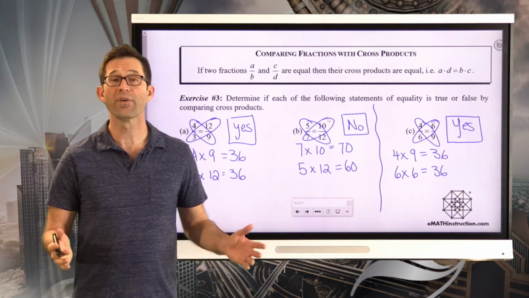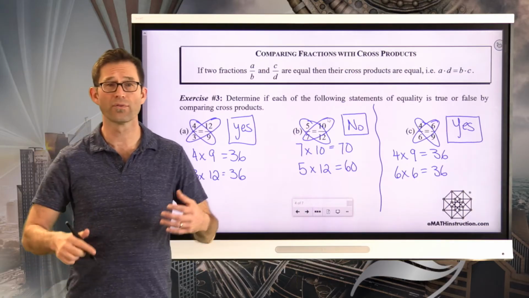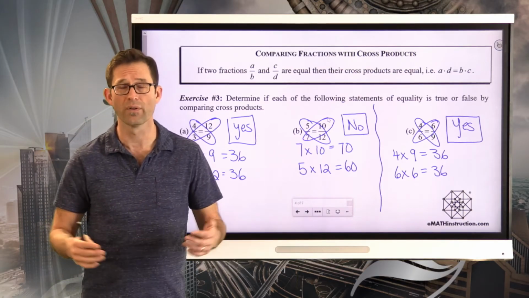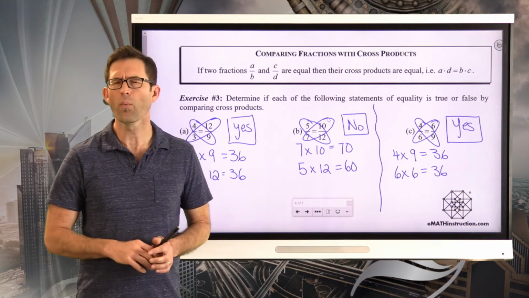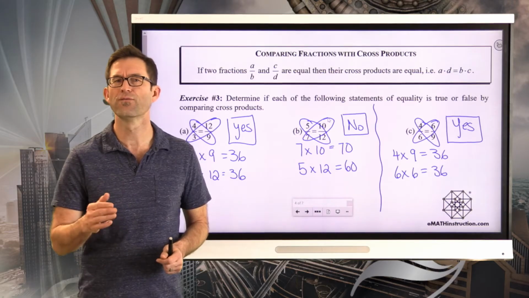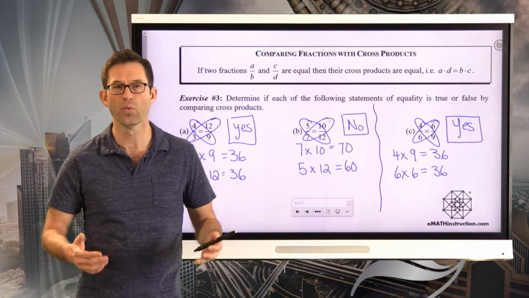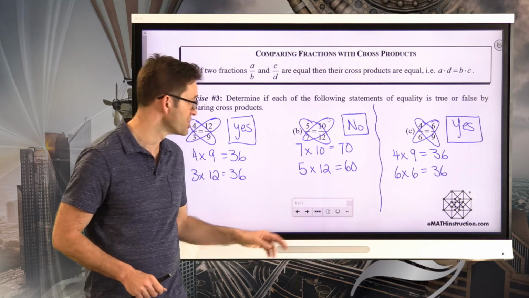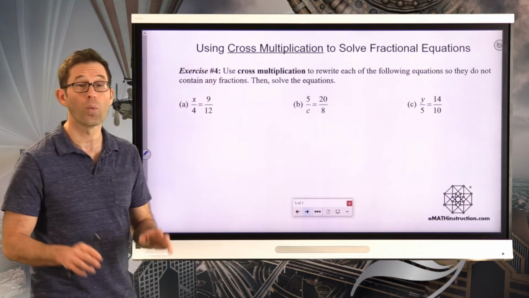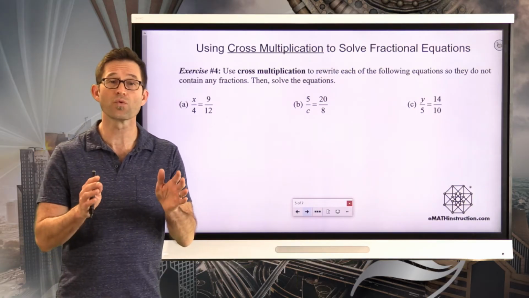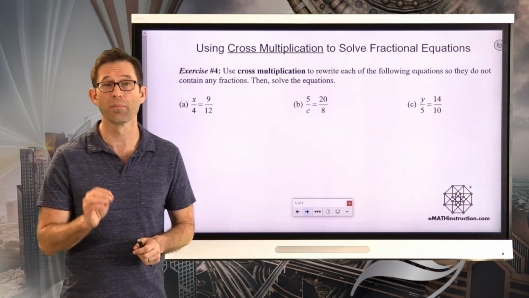There it is. And it's a fantastic test. If you're ever just wondering, are two fractions equivalent? This is a good test. But we don't really want this test in and of itself. We're not going to be asking a question too often about, well, are these two fractions equal? No, in fact, we want it because it gives rise to something called cross multiplication.